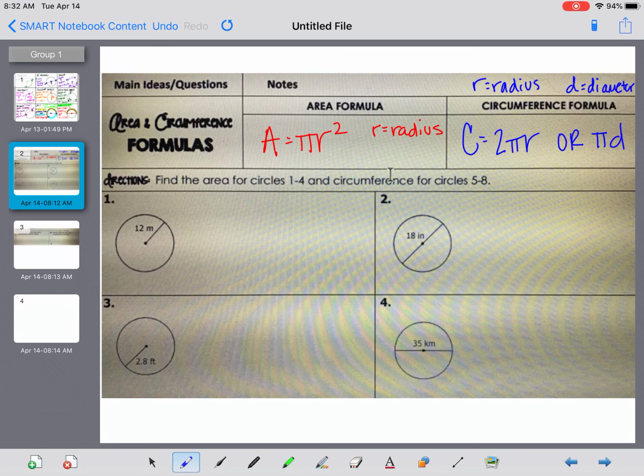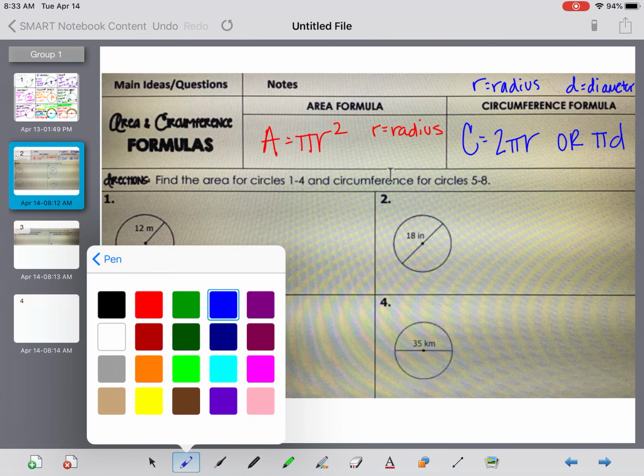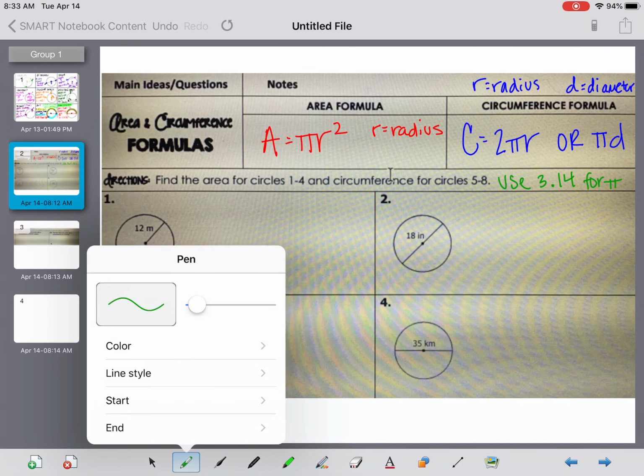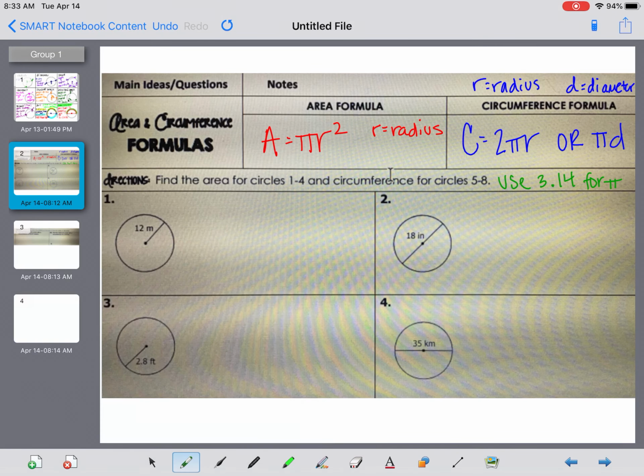All right, here we go. So we're going to find the area and circumference for all four of these circles. And since I know that you guys at home may not have a calculator that will do pi for you, we're just going to use 3.14 for pi, okay? All right, so number one, now let's first write down what we know about this circle.